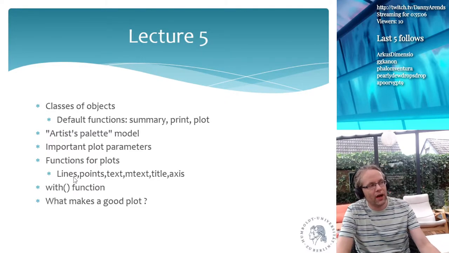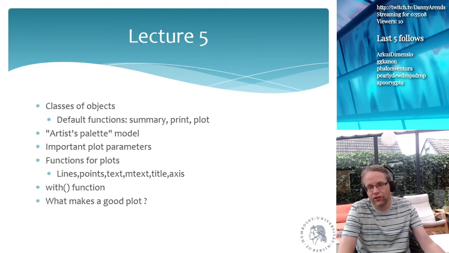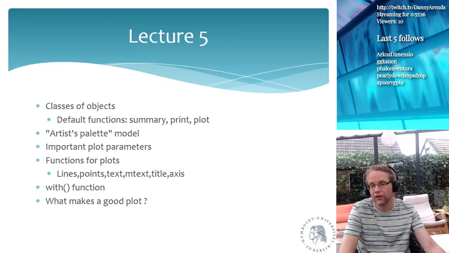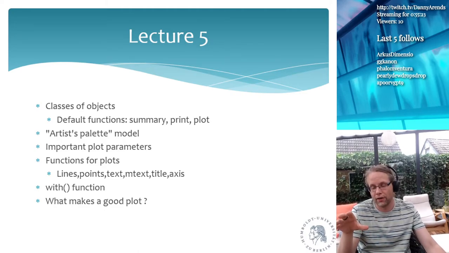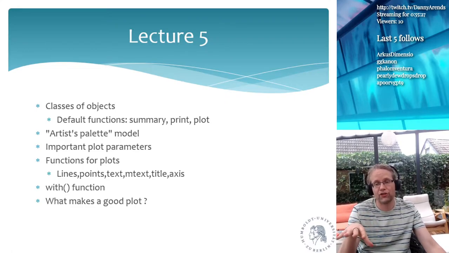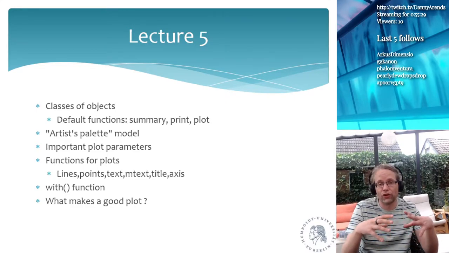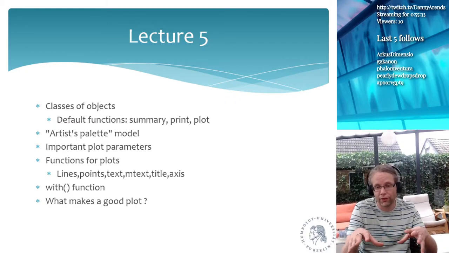Furthermore, in lecture number 5, we talked about the classes of objects and that you can define something which is called an S3 class, and that you can have default functions when you make your own objects, right? So I can use the class attribute of a variable to make this variable special, right? To give this variable its own kind of summary function or its own print function or its own plot function.